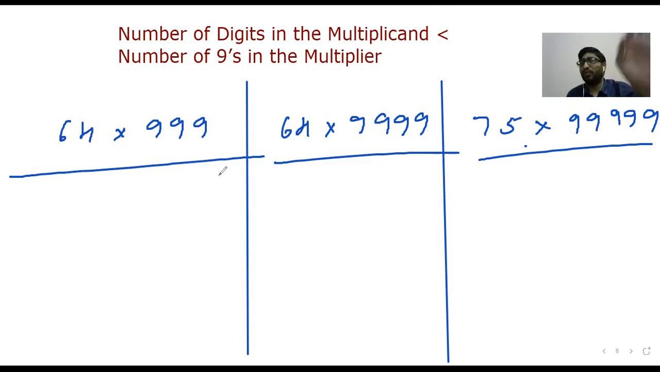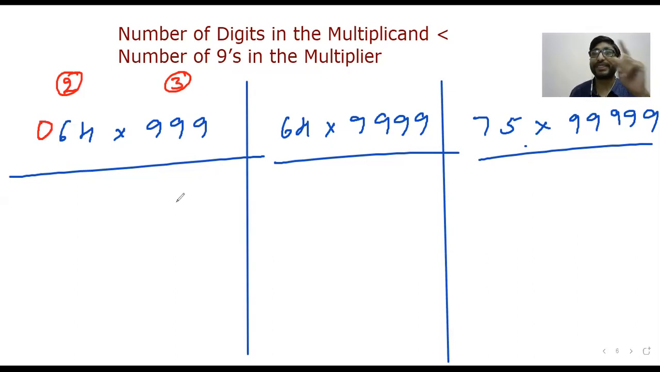Simple, very simple. In the next 10 minutes, you'll understand how easy it is. How many digits are here? 2 digits. How many digits are here? 3 digits. The difference between multiplicand and multiplier is 1 digit. This is 064.